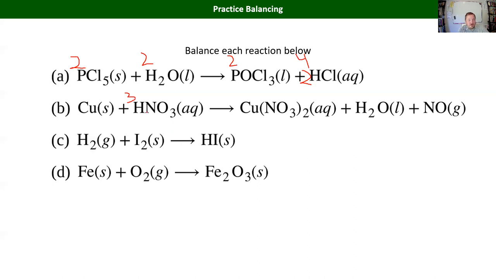This is one of those where, starting by what you know, it can't be a 1 and it can't be a 2. So if we start with a 3 and see what that does to everything else, if that helped things or not, now we have 3 hydrogens on the left, and the only place hydrogen shows up on the right is as water, right? So that changes things because we can't have an odd number of hydrogens now. So if it can't be 1, it can't be 2, it can't be 3, we could try 4.